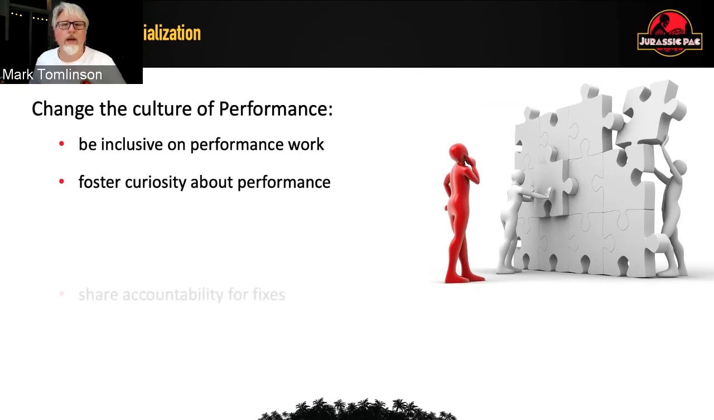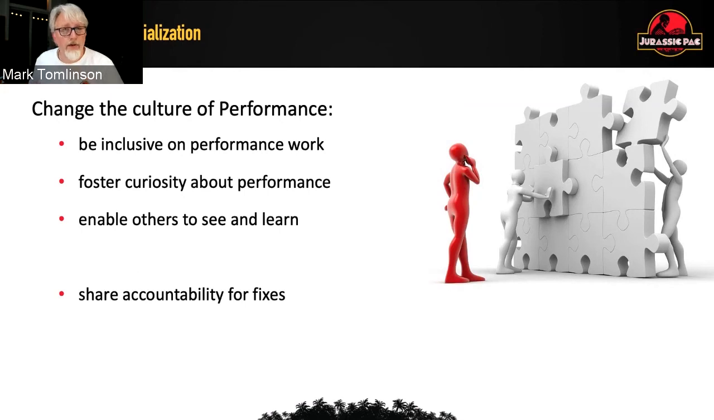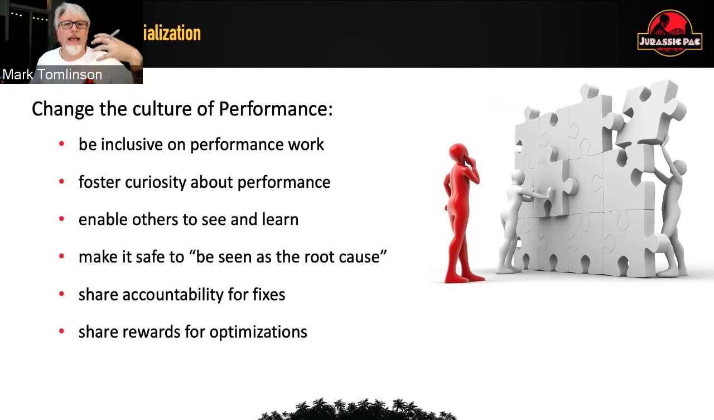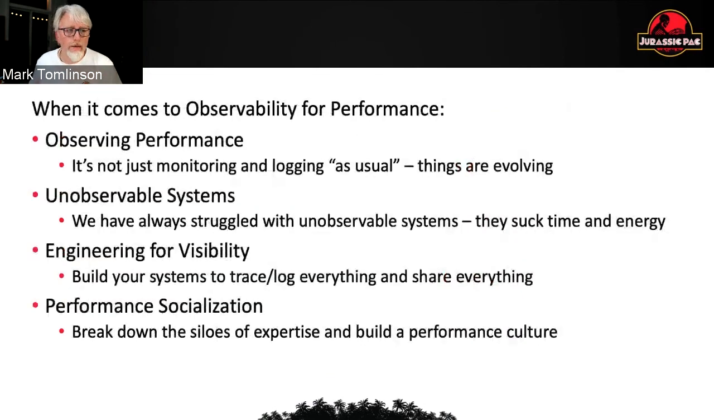So, fostering curiosity about performance, sharing accountability for fixes, enabling other people to see and learn, making it safe to be seen as the root cause. If I actually made the mistake, my bad, I'll fix that code. And then also sharing the rewards for optimization. If together as a team we optimize something, got something working, let's give each other a reward. That's an important part of the process. That makes a culture of performance, a very positive social aspect to how we do the work.